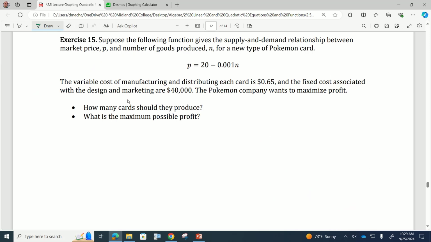Let's suppose the following function gives the supply and demand relationship between the market price and number of goods produced for a new type of Pokemon card. So P is the price of a card. N is the number of cards that they produce and sell.